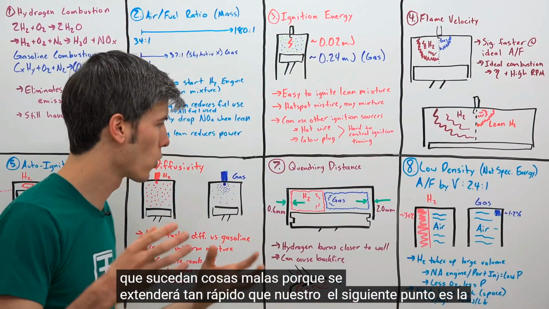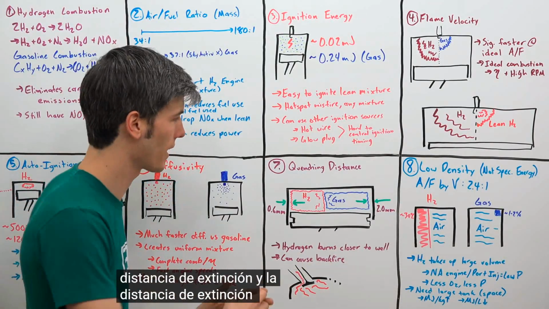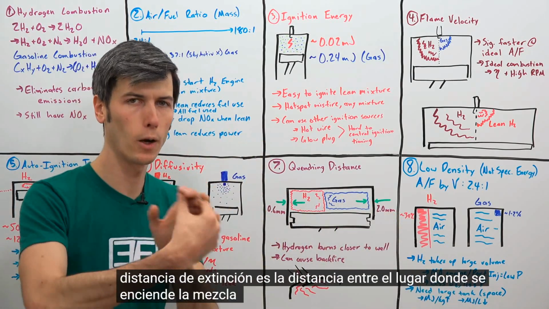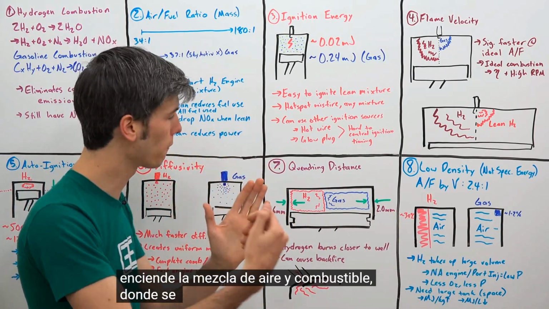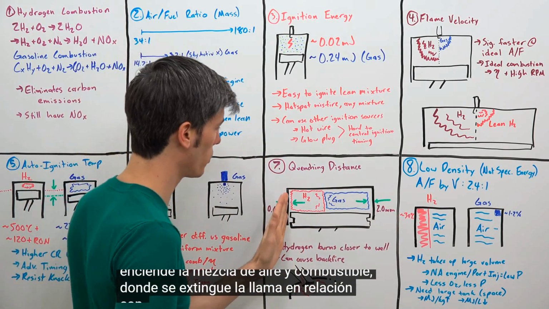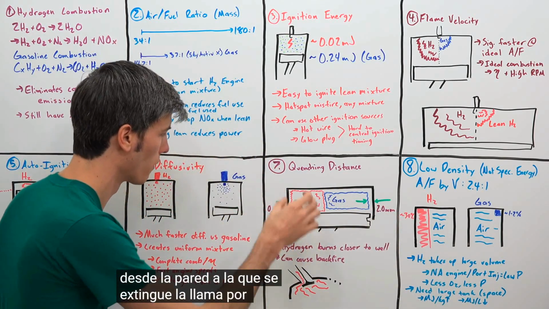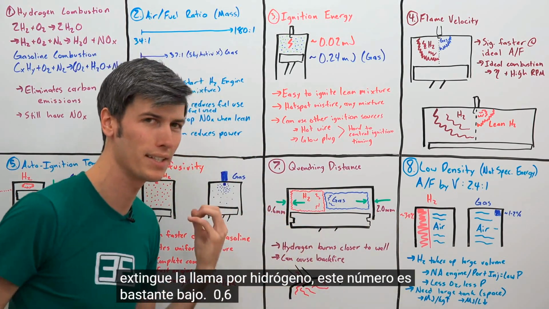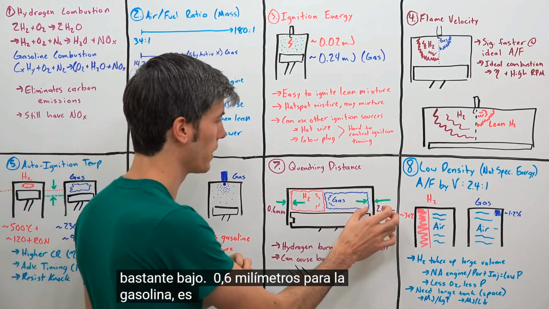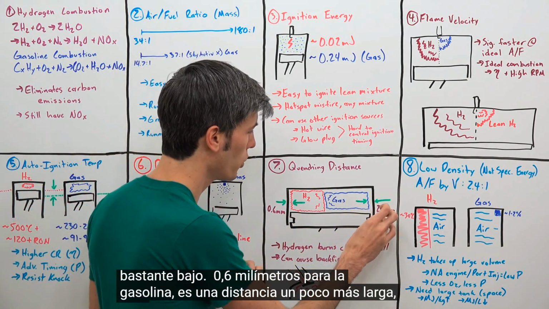Our next point is quenching distance, and the quenching distance is the distance between where you have that air-fuel mixture igniting, where that flame extinguishes relative to where your wall is. So the distance from the wall at which your flame extinguishes. For hydrogen, this number is pretty low, just 0.6 millimeters. For gasoline, it's a bit longer of a distance, 2 millimeters.